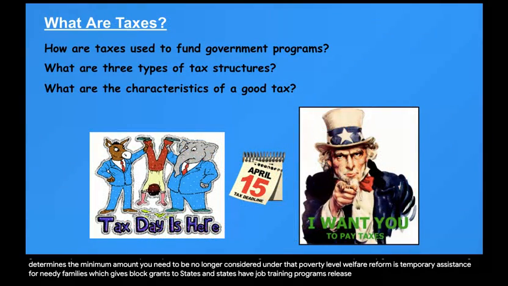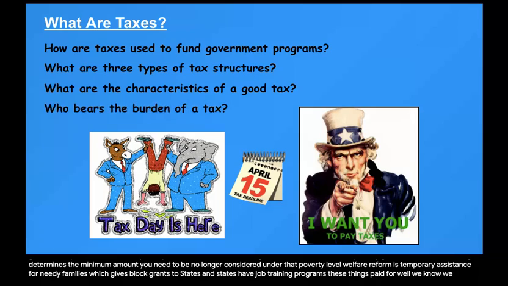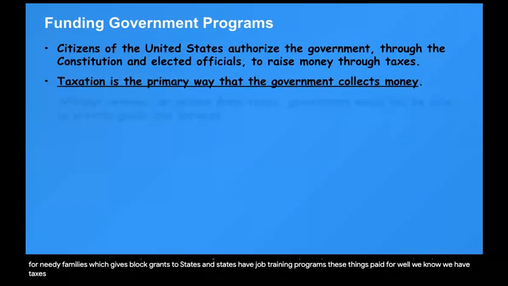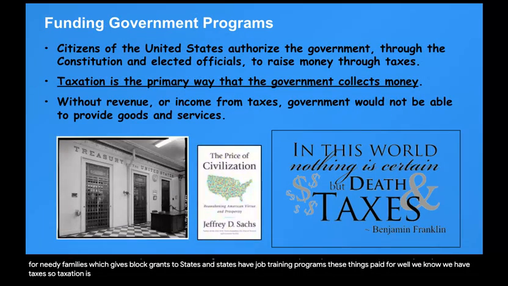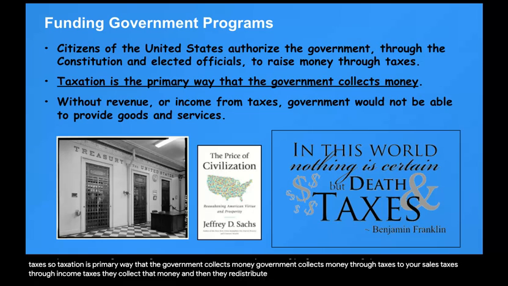How are these things paid for? Well, we know we have taxes. Taxation is the primary way that the government collects money. Government collects money through taxes, through sales taxes, through income taxes. They collect that money and then they redistribute it throughout the United States.